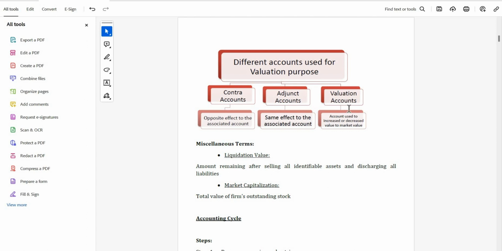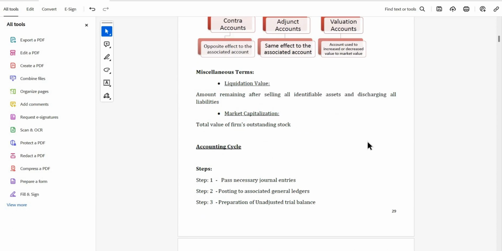And the other one is the valuation account. It is an account used to increase or decrease value to market value. What are the miscellaneous terms? Liquidation value. What does liquidation mean? At the time of sale, when the company is being sold, the assets and liabilities will be considered at liquidation value. At the time of selling, the liquidation value is calculated.